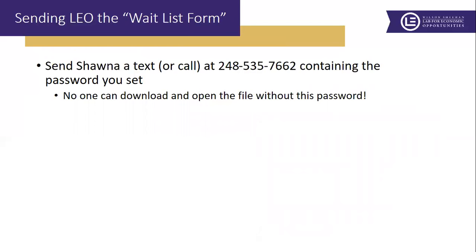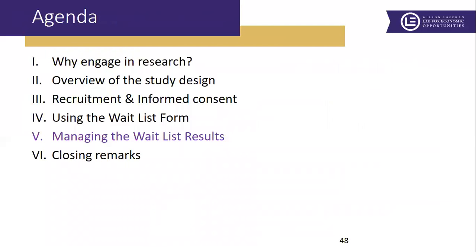And then I'll have you text or call me with the password you set. This is just kind of an extra precaution because the waitlist form is coming to my email. This way, if for some reason someone were to hack into my email, they don't also have the password, they'd have to get my phone too. So if you text me or call me with the password, that would be great because no one can download and open this file without the password you send. So that's using the waitlist form.